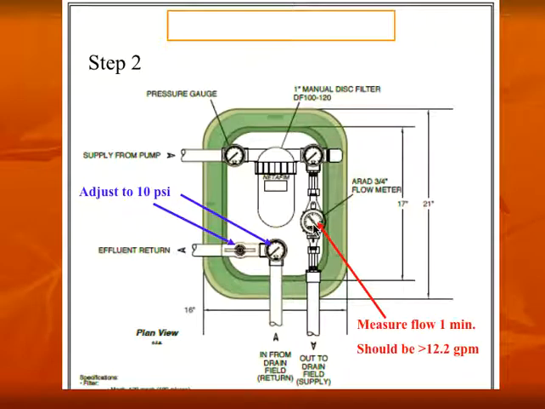properly. Once we've verified that at 10 psi we have at least 12.2 gallons a minute, then we know the system is adjusted and designed correctly. We don't have any breaks, we don't have any plugs someplace, and the system is ready to go into operation.